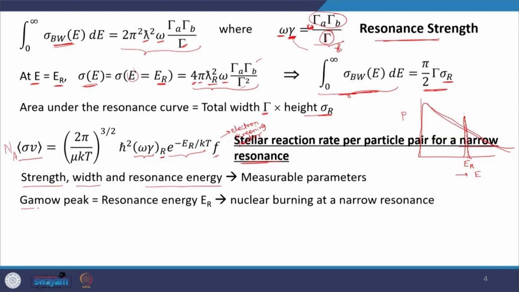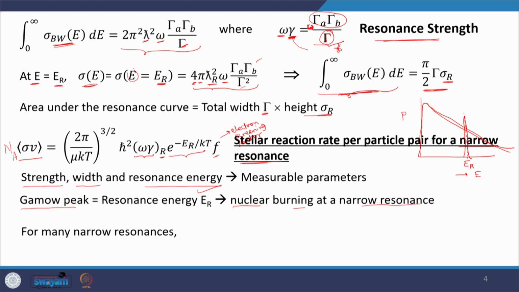Okay? Alright. So, as I said, the gamma peak is replaced with the resonance energy ER. The centroid of the gamma peak is nothing but the centroid of the resonance peak, that is the resonance energy ER. Earlier it was E naught. Okay? The gamma peak centroid was E naught. So, the nuclear burning takes place at a narrow resonance. In nuclear reactions, the burning happens at these narrow resonances only.